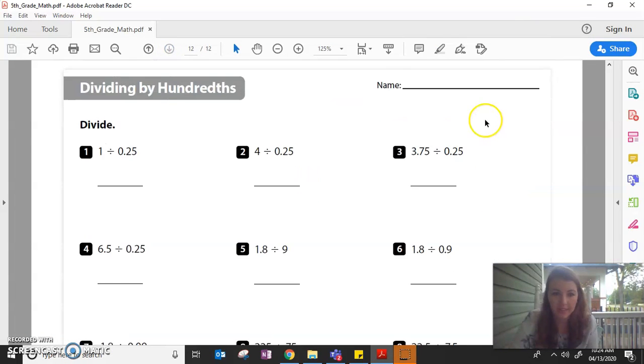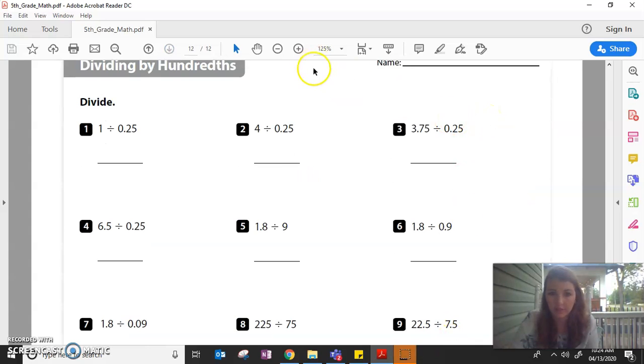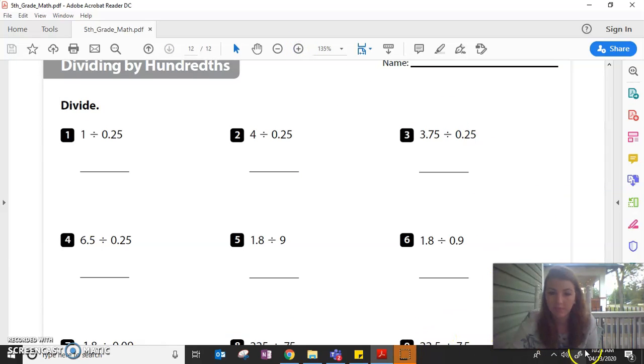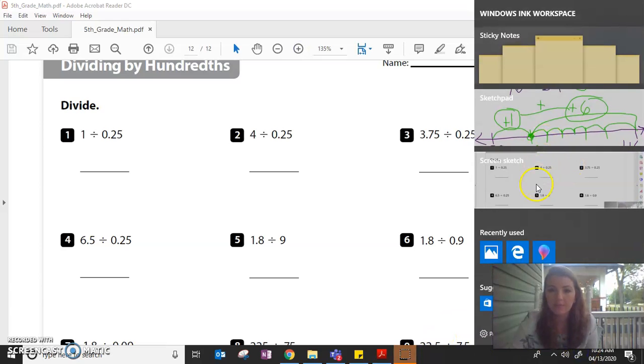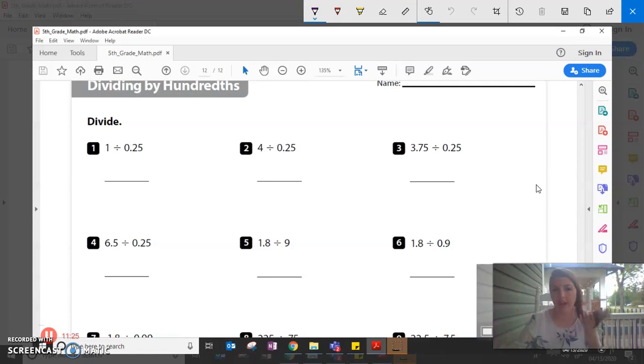The last page of our packet this week is dividing by hundredths. Let's look at number 1. It says divide, and I have 1 whole divided by 25 hundredths. There's a couple of different ways that you can solve these type of problems, but I like to turn them into fractions and think of them that way.